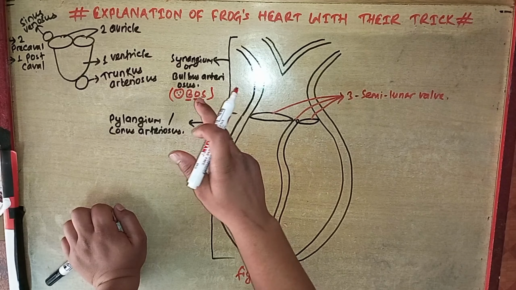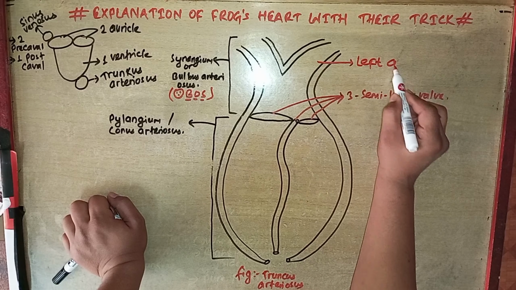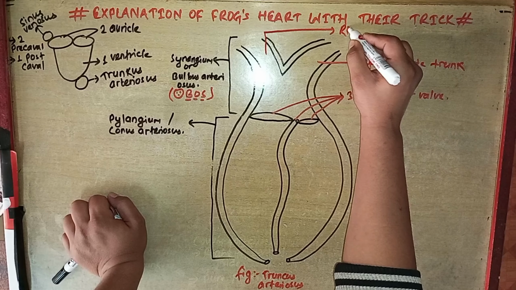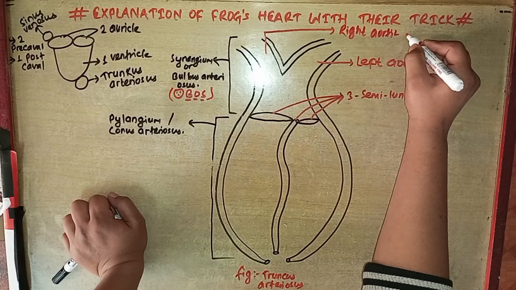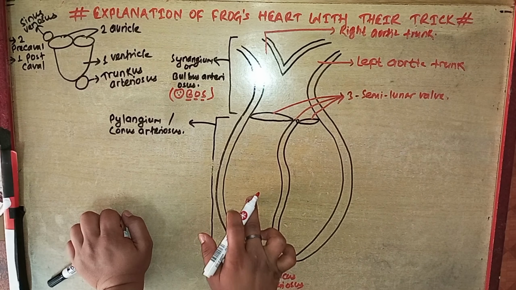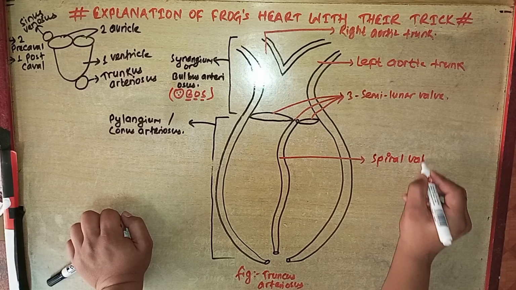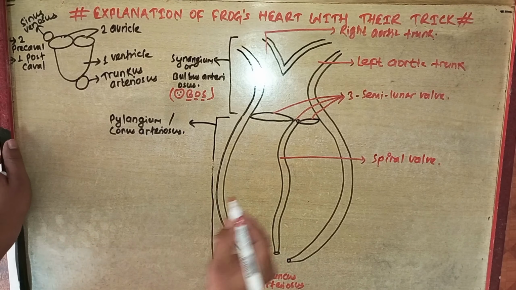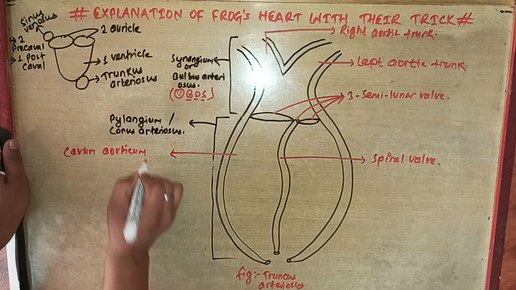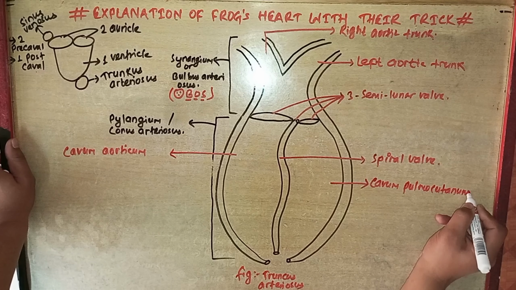And now this synangium is again divided into two branches or trunks, that are left aortic trunk and right aortic trunk. This is not so important. And now phalangium is divided into cavum aorticum and cavum pulmocutaneum by the spiral valve. So this is the spiral valve. And this is cavum aorticum. And this is cavum pulmocutaneum.